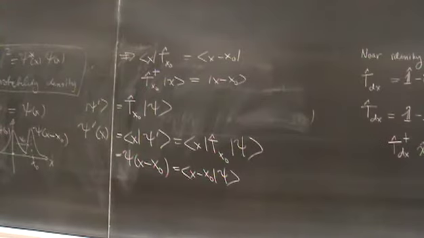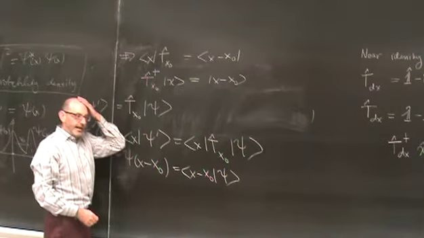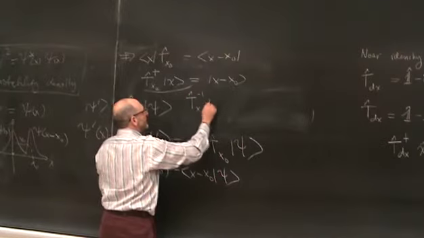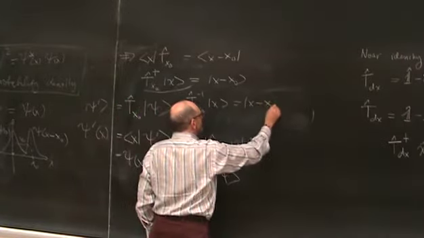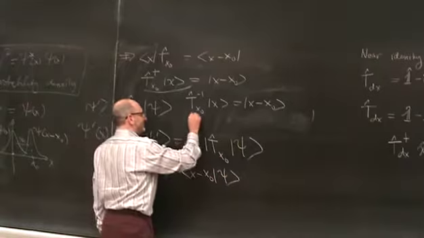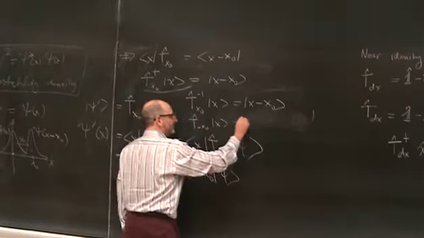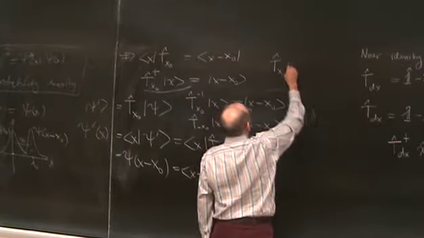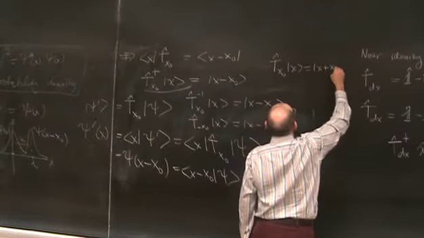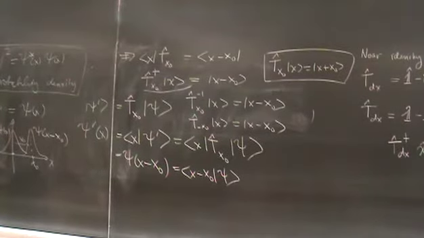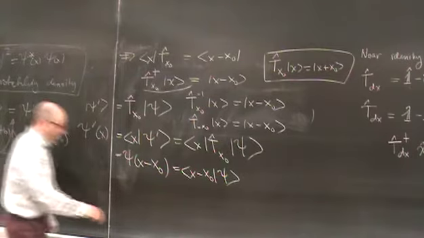Right? But this is unitary. And so T dagger is T inverse. But the inverse is just translated by minus x. So this is a very long-winded way of saying that the action of the translation operator on the eigenket is that. All right.